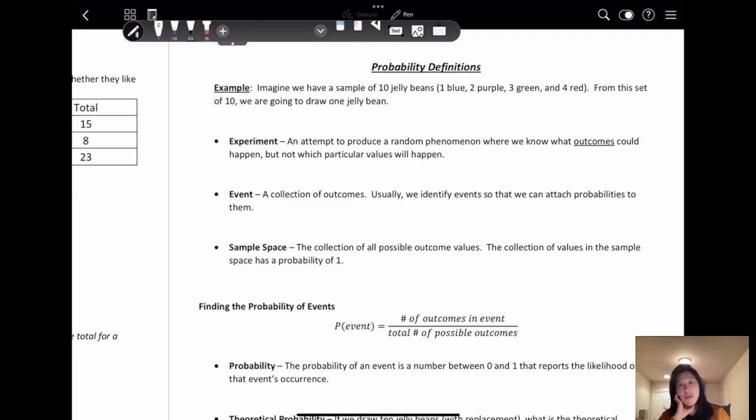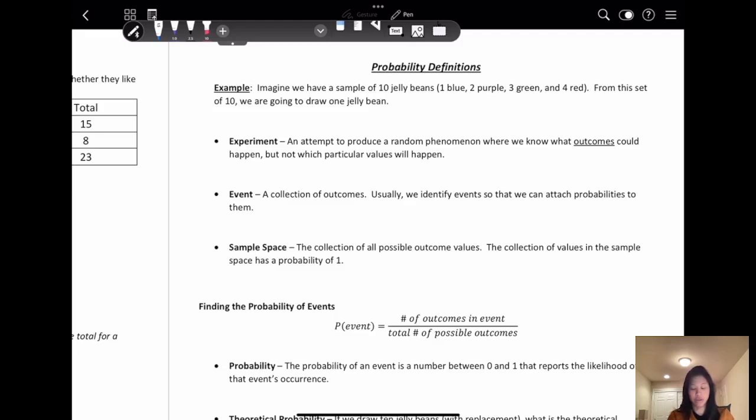Today we're going to talk about probability definition. So for example, imagine we have a sample of 10 jelly beans: 1 blue, 2 purple, 3 green, and 4 red. For this set of 10, we're going to draw 1 jelly bean. So what is the experiment from the example?